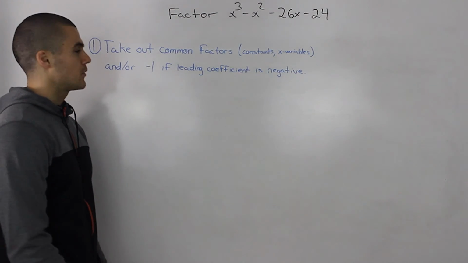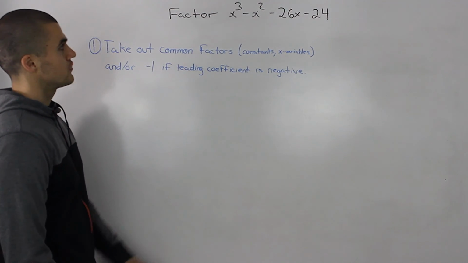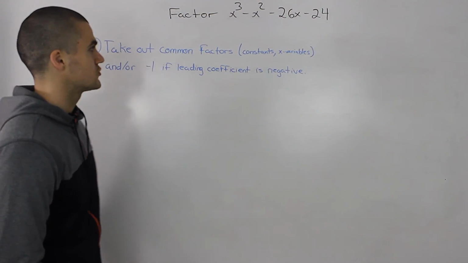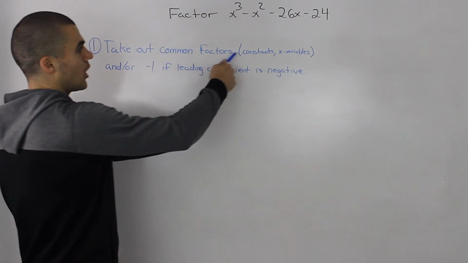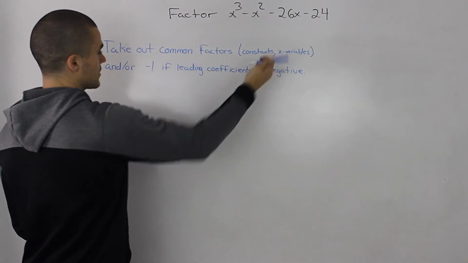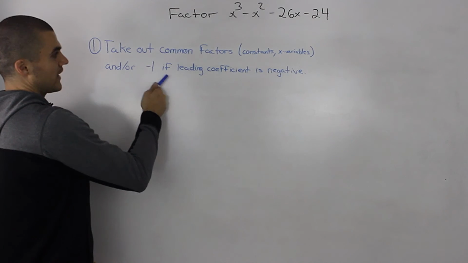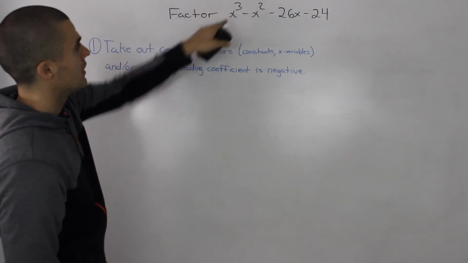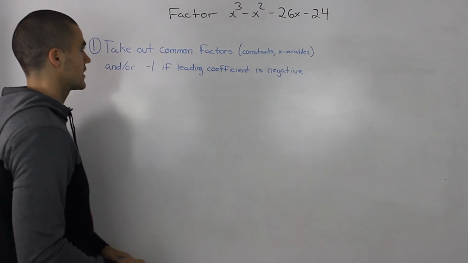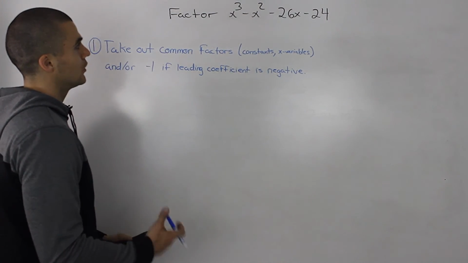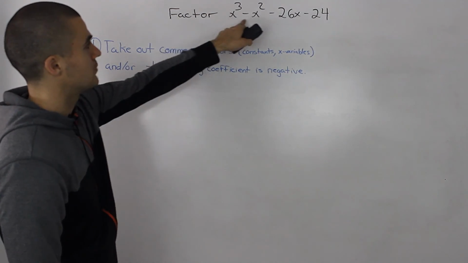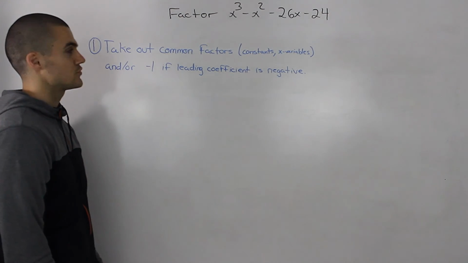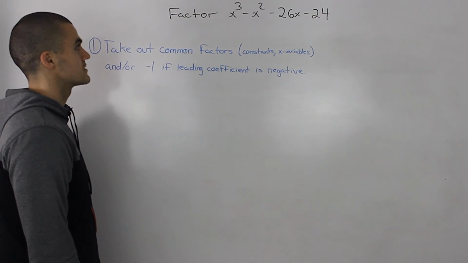So the first step that we always take is we check if we can factor out anything from the polynomial to begin with. So any common factors, whether that's constants or x variables, and or -1 if the leading coefficient is negative. Well, in our case, the leading coefficient is positive. It's a positive one, so we don't have to take out a -1. And there are no common factors to take out. There's no variables that are common in each term. So there's nothing to do in step one in this case.